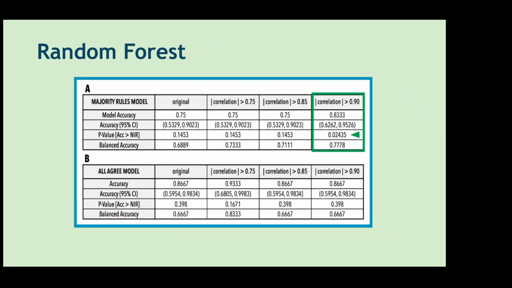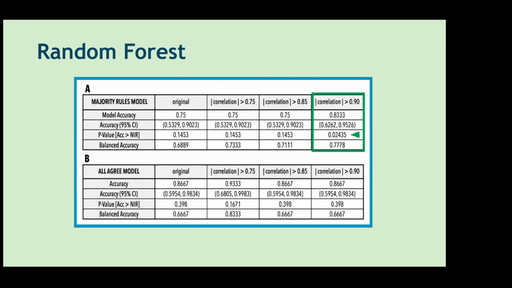And then for results from our random forest analyses, we did 8 different random forest runs. For each of our majority rules and all agree models, we also did some correlation cutoffs. If variables were highly correlated, we removed one of the pair that were highly correlated together to cut down on our list of variables. We had about 120 different predictor variables going into these models, so by doing that correlation cutoff, it helped us reduce that a little bit.